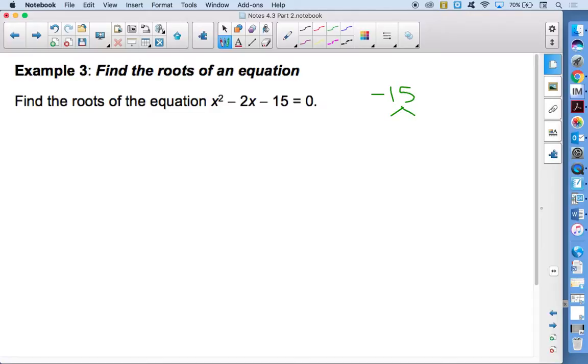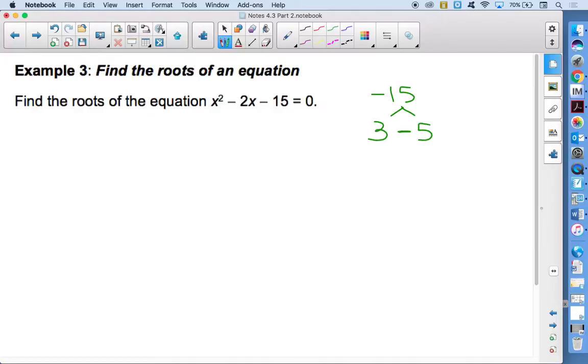Yeah, so we're looking at negative 15. Kate, what numbers multiply to be negative 15? 3 and 5, 15 and 1. 3 and 5. Let's go with 3 and 5. How would they make a negative 2? You had negative 5 and positive 3. Right, so a negative 5 and a positive 3. 3 minus 5 equals negative 2.